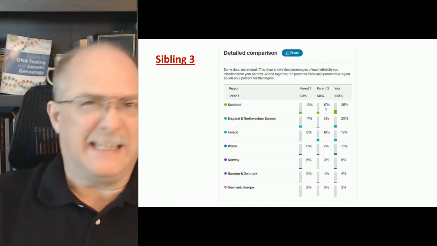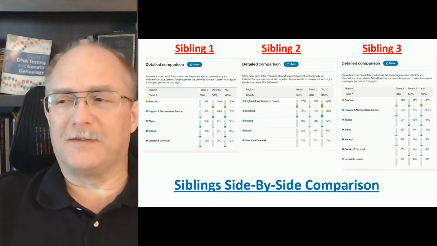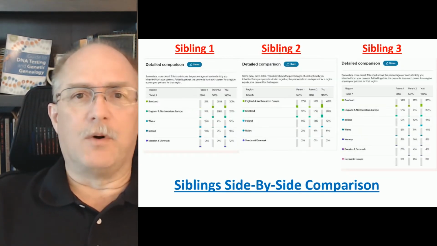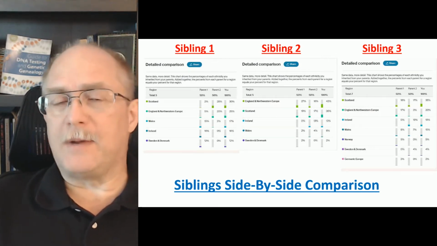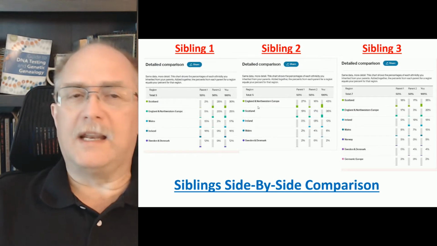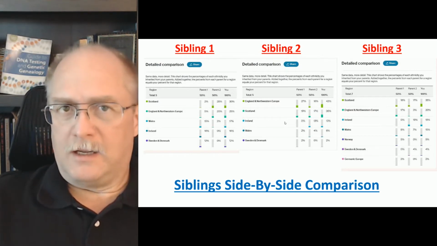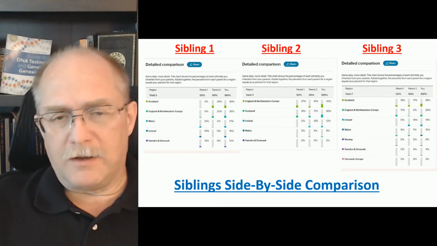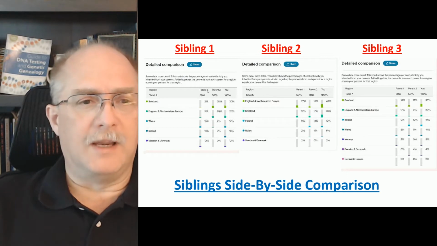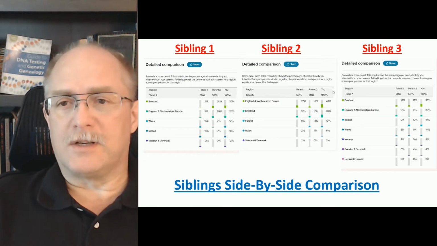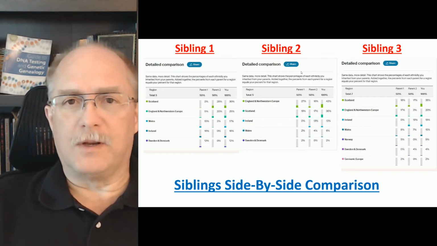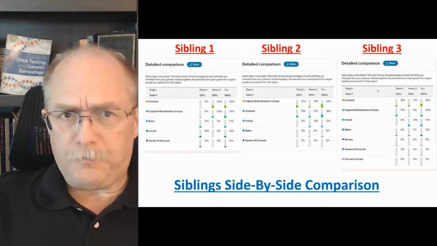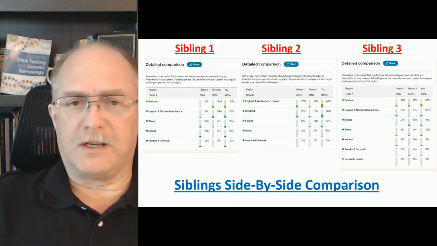Now the details are the most important part of this video. So sibling 1, sibling 2, and sibling 3. This is going to be a comparison side by side of what they inherited from each one of their parents. And there are 2 key factors I want to point out here. One, I'm going to name each parent based on my research. I know which one parent 1 is and parent 2 is for each one of these siblings. So I'm going to post that on the next few slides going forward.